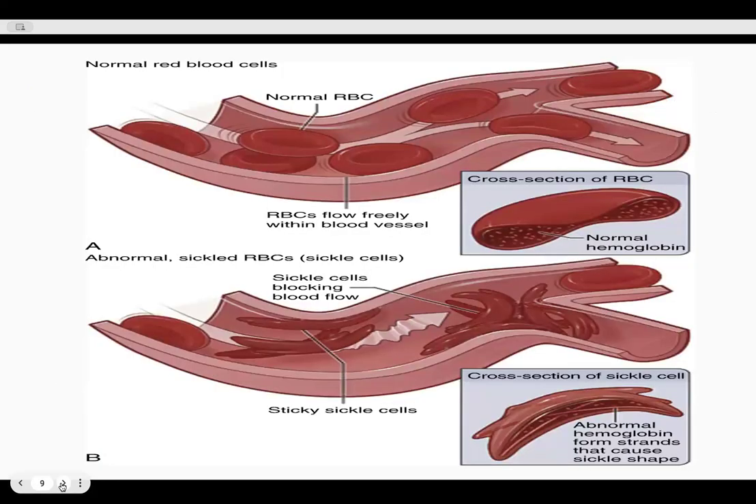So this is a picture of what normal red blood cells look like. I personally think they kind of look like frisbees. You can see the cross section of it with the normal hemoglobin, and then you can see what cells in sickle cell look like and how they could potentially block blood flow.